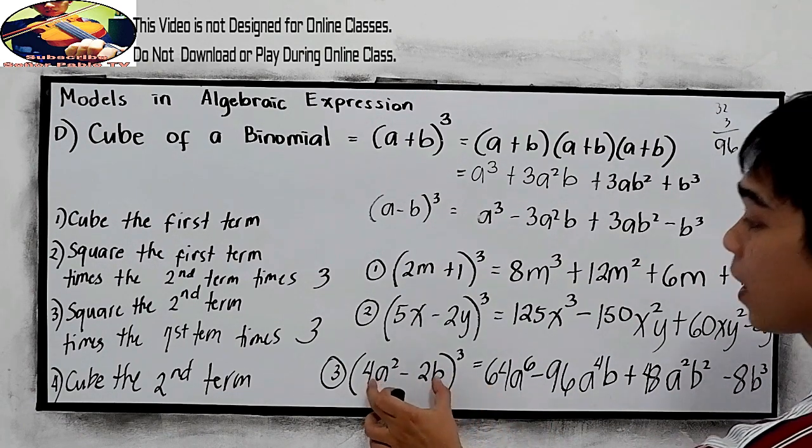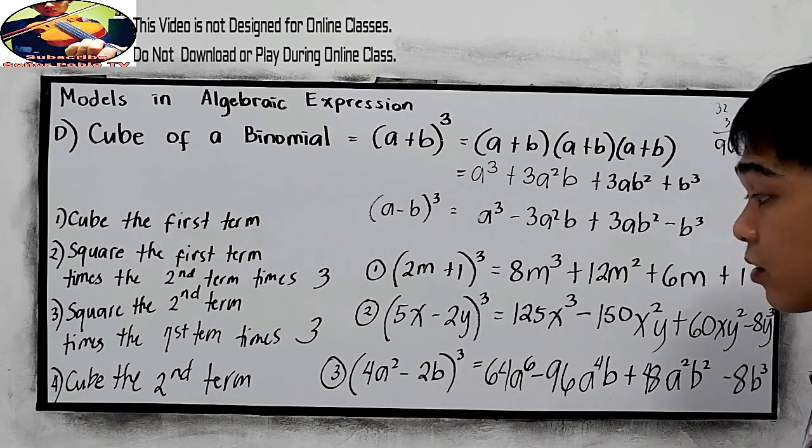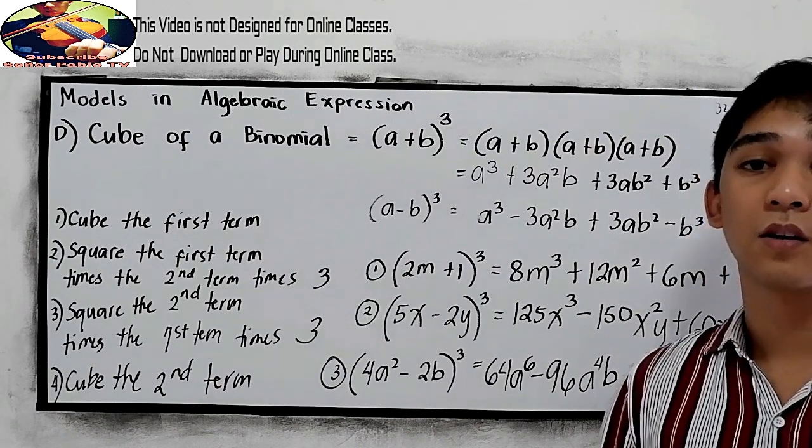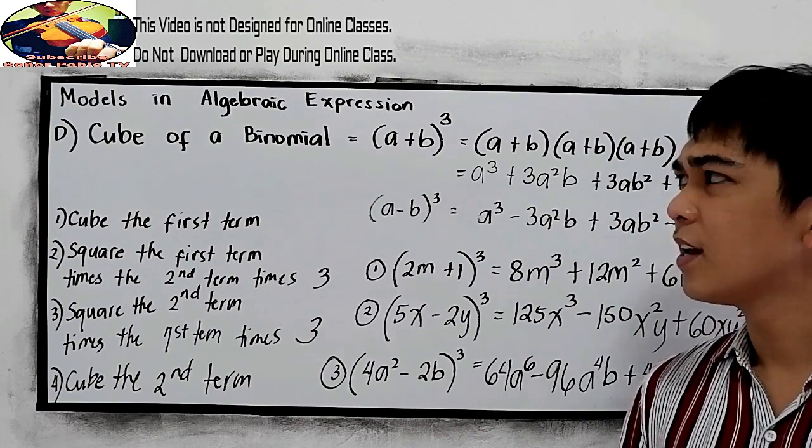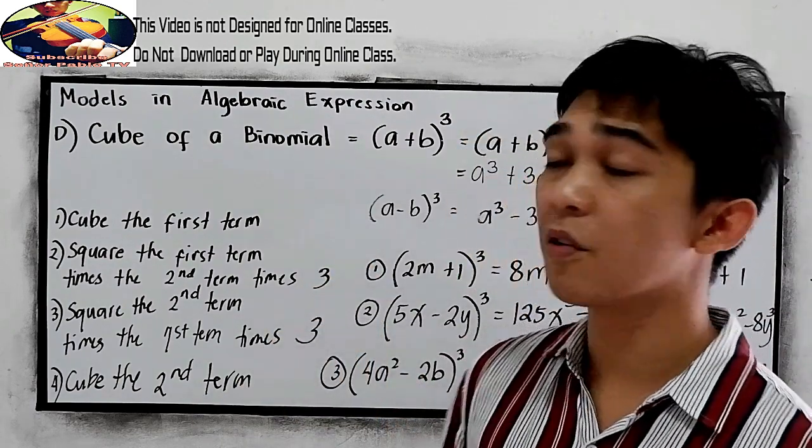If we're going to expand the quantity 4a squared minus 2b, close parenthesis, cubed. That is on how to do the cube of a binomial.